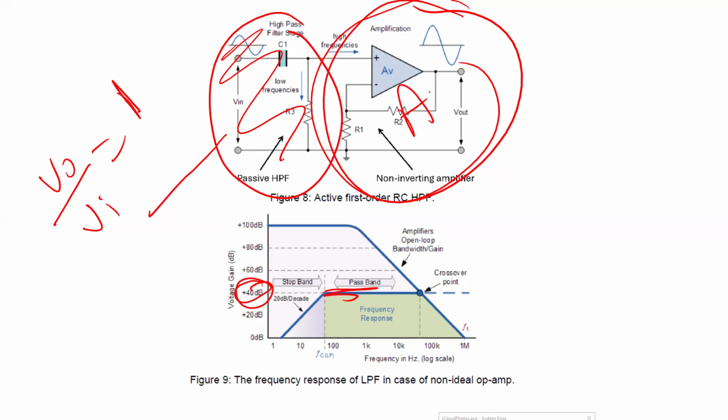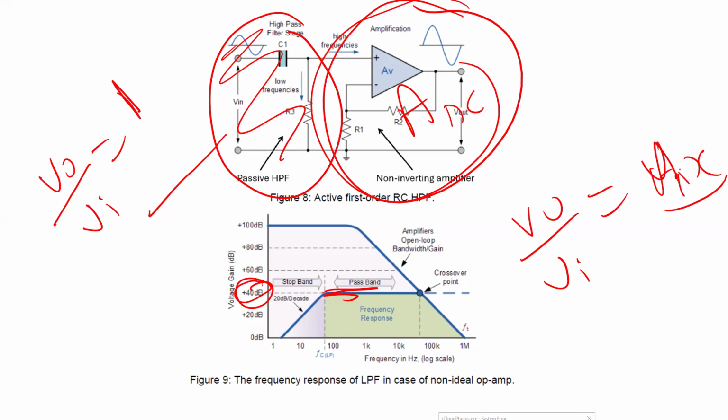And with this part, the gain, we call it ADC, whatever the value is. So V output divided by V input should equal ADC: 2, 3, 4, whatever. Okay, this is one thing.